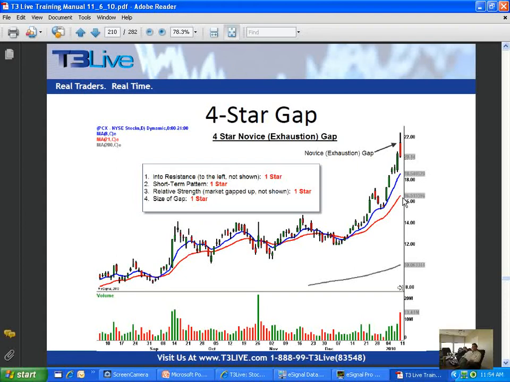Relative strength: is the market gapped up? Not shown, 1 star to the bear. Obviously, we can't show you that in this picture, but in this case, it's 1 star for the bears. I don't know what the market was gapping here because it's not shown, but we have it as 1 star for the bears. And the size of the gap, 1 star, as it is a nice size gap. When we talk about the size of the gap, and we'll get into the actual trading part in a little bit, we like gaps that are relatively far away.